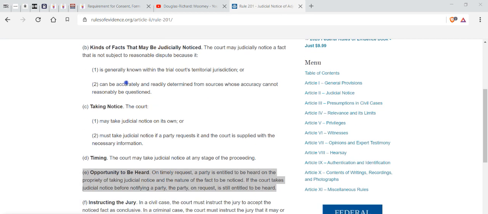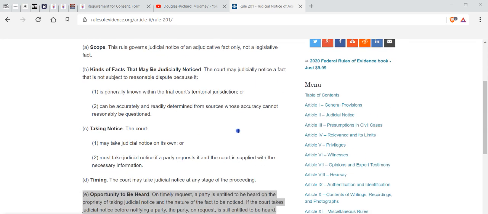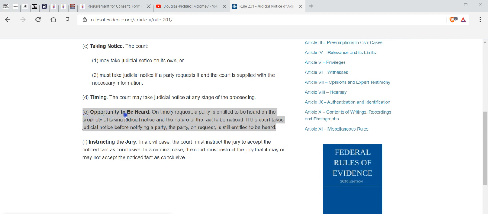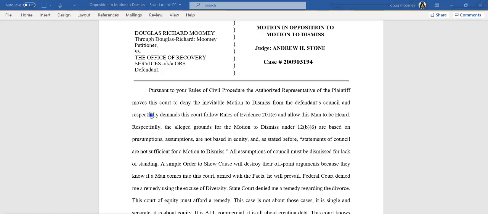Right here, this is 201, and we want E, which is an opportunity to be heard on timely request. So we are requesting. A party is entitled to be heard on the propriety of taking judicial notice and the nature of the fact to be noticed. If the court takes judicial notice before notifying the party, on request the party is still entitled to be heard. Okay? So, found it, liked it, gonna use it. 201E and allow this man to be heard, right?